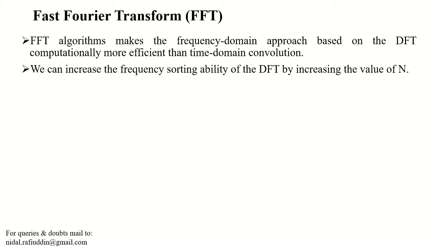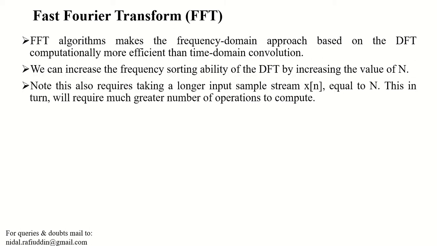So this was also seen in the previous lecture, that when we increase the number of samples in a given sequence, that is, if we increase capital N, what we are doing is trying to tune the frequency content of that particular sequence more finely. In this manner, we get a much more refined representation of the frequency content of any sequence if we increase N. Note this also requires taking a longer input sample stream x[n] of length N. This in turn will require a much greater number of operations to compute.